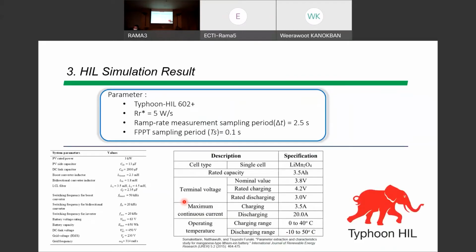In this research, hardware in the loop is used for simulation, and we simulate a 3 kilowatt PV system and use hardware in the loop. And we set the parameter ramp rate limit to 5 watt per second, measurement sampling period 2.5 seconds, and FPV sampling period 0.1 second. And this table shows the parameters for the battery cell.